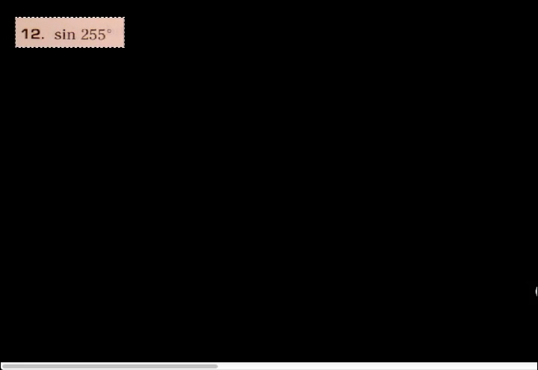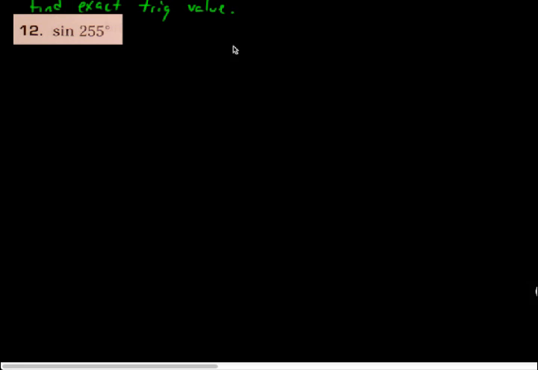So the objective for this problem is to use sum or difference identities to find the exact value of each trig function. So the goal is find the exact trig value. So in this case, let's see, sine of 255 degrees. I often like to draw a picture just to see where we are. So sine of 255 degrees is somewhere about right there in the third quadrant.